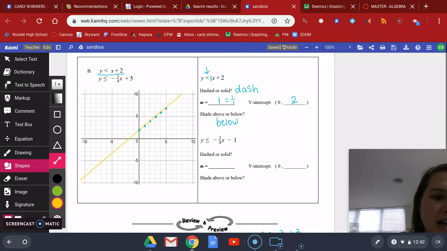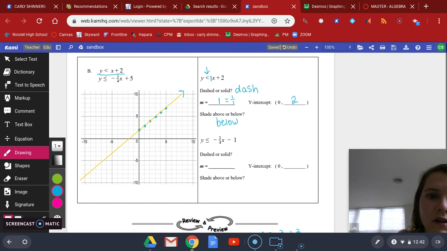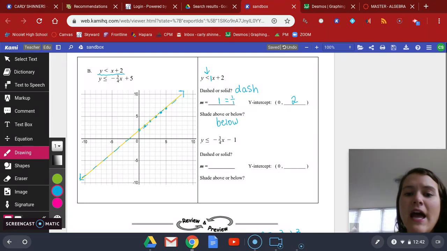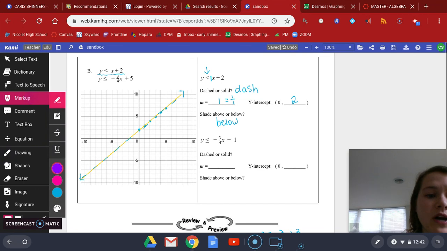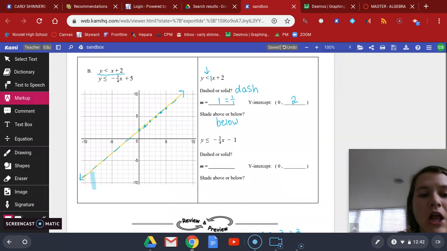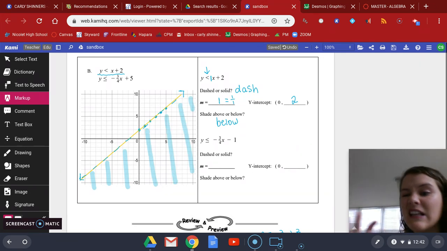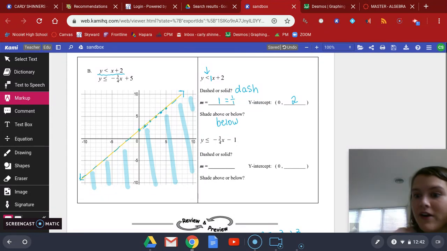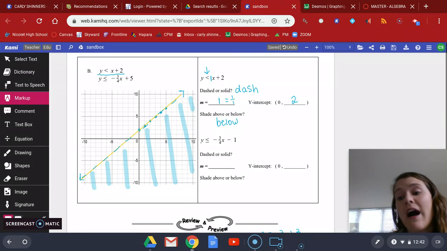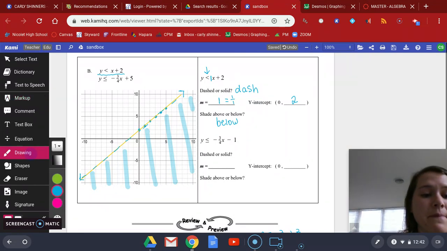You want your line to take up the full space here. Alrighty, so now let's dash it up. I'm going to put some blue dashes there. Alrighty, and I am shading below. So I take my highlighter tool for this, and I'm going to shade below. So lines going down, and you can keep it kind of light. I wouldn't mark it all the way in because that's not our final solution, okay?